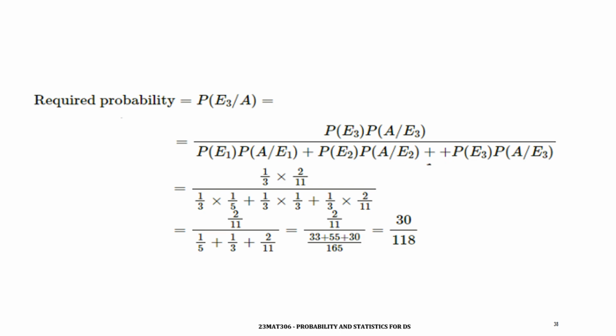So we have covered basic probability concepts, conditional probability, total probability and finally Bayes' theorem. These concepts form the foundation for advanced topics in statistics and data science.